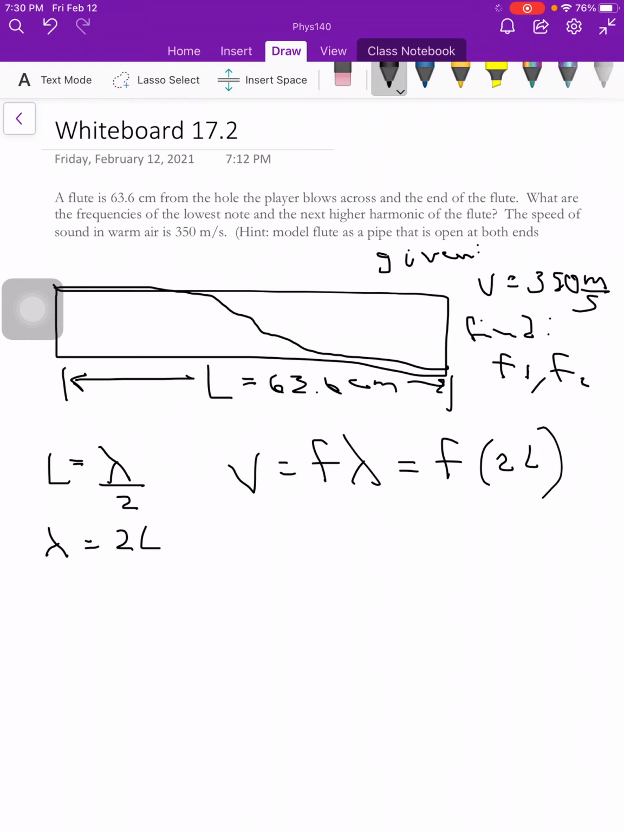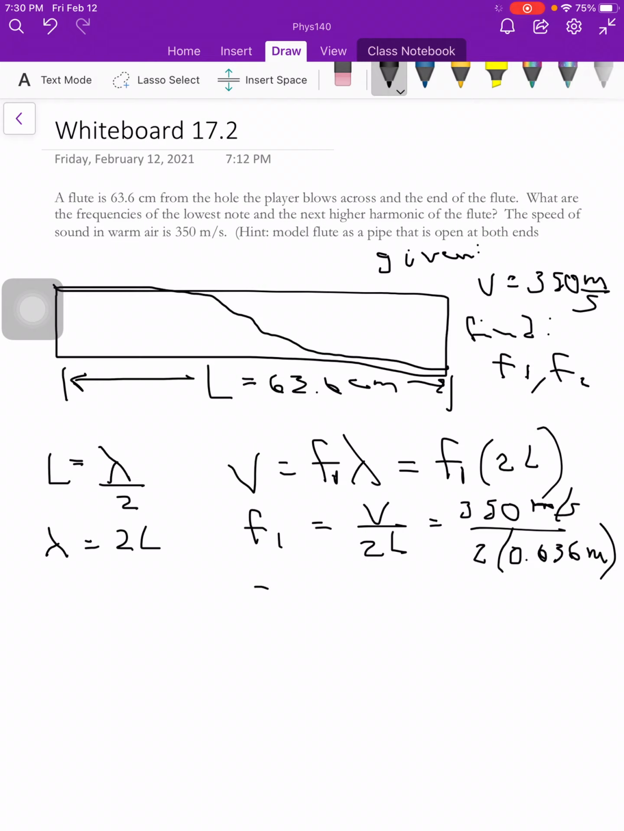And so therefore, we'll call this one F1. So F1 is equal to V over 2L. And if we plug in our numbers, we're going to have 350 meters per second over 2 times, and I want to put this in meters, so 0.636. So F1 then is going to equal 275 hertz. So that's the frequency of the lowest note.